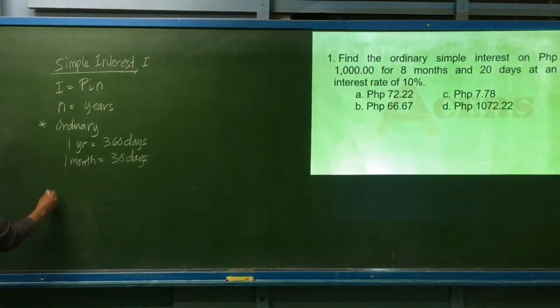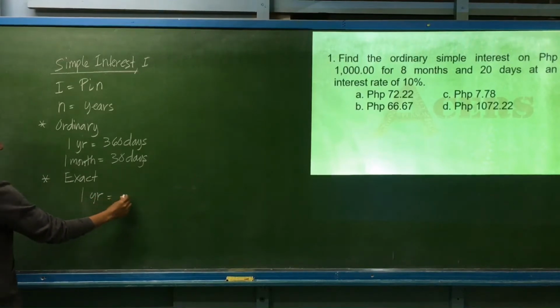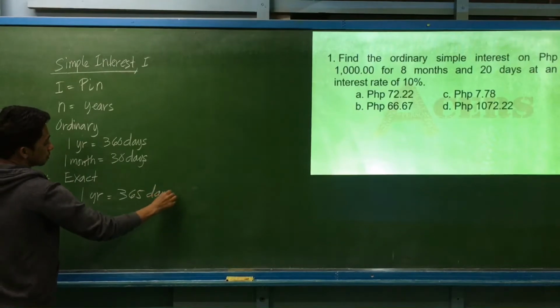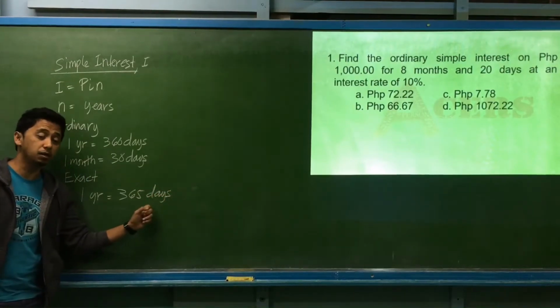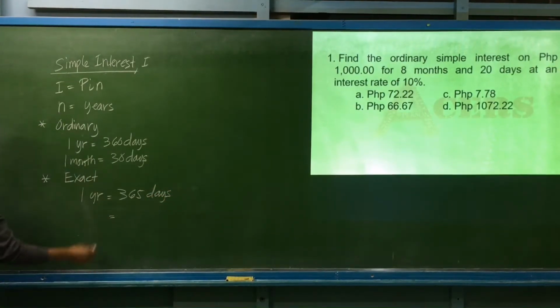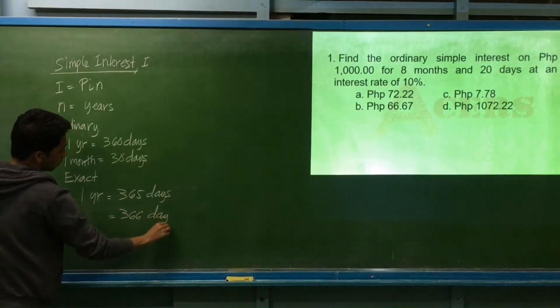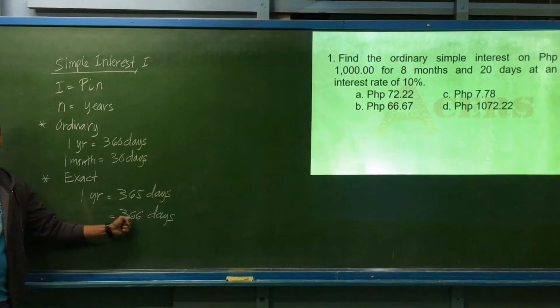The second type of simple interest is the exact simple interest. For exact simple interest, 1 year can be equal to 365 days, which is for a non-leap year, or 1 year can be equal to 366 days, which is for a leap year.